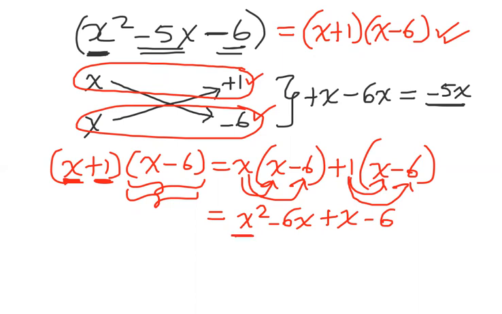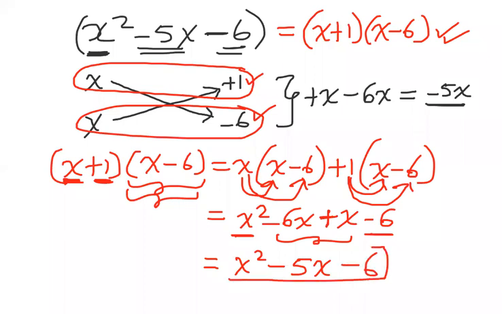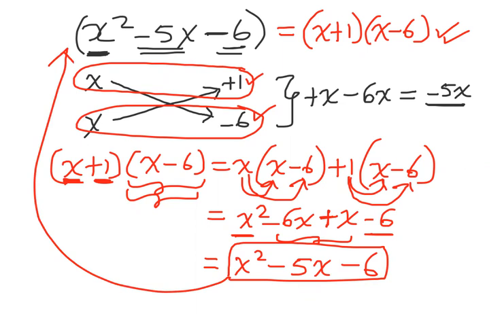The x squared and the minus 6 will stay, but the other two can be added because they are like terms. Because there's a minus here and a plus here, we find the difference: 6x and x, the difference is 5x. And the sign will be the sign of the larger number, minus 5x, then minus 6. That will be the end of our expansion, and that gives us the same result as the original. So this is a correct factorization.